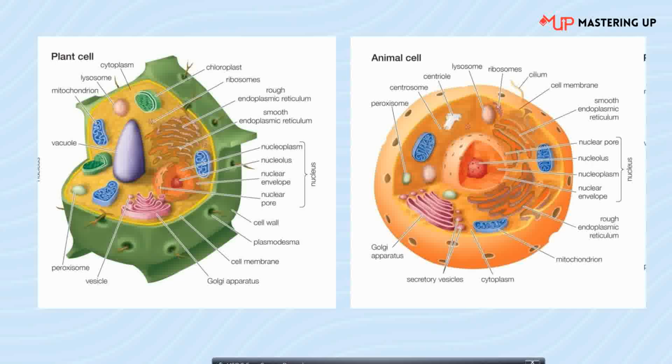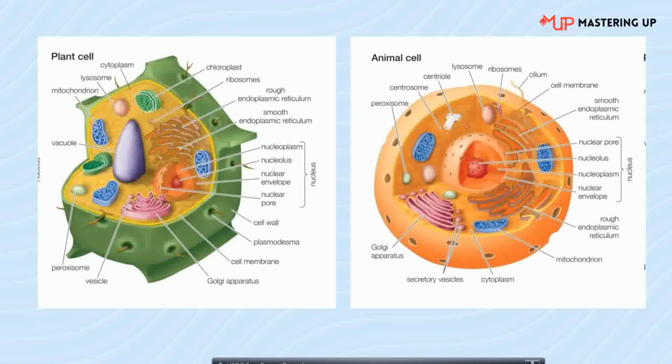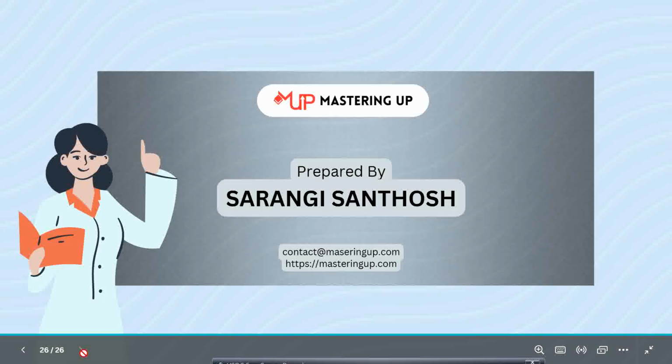We have a nucleus in both of them. So this is actually the basic difference between the plant and animal cell. That's all for the class. Just look into this diagram; it is a more detailed diagram for plant and animal cell. And you can also look at this table. So that's all for the class.